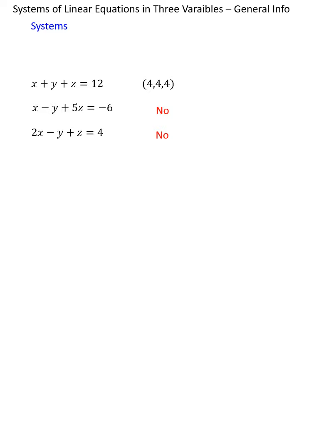That brings me to my point of what it is we're looking for in a system of three equations and three variables. We're looking for a single ordered triple that satisfies all three equations. While I found an ordered triple that satisfies the first one, it doesn't satisfy the second or third one, and therefore 4, 4, 4, while it is a solution to the top equation, is not considered a solution to the system as a whole.